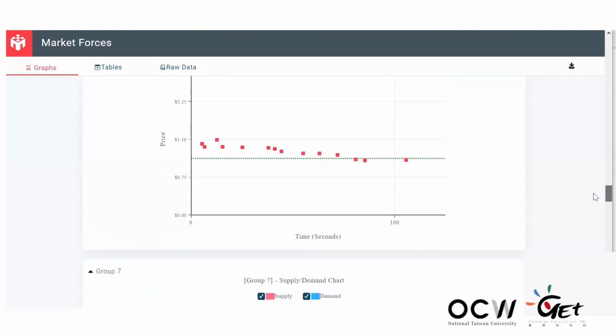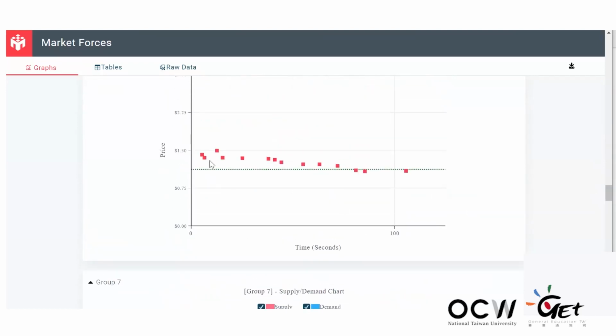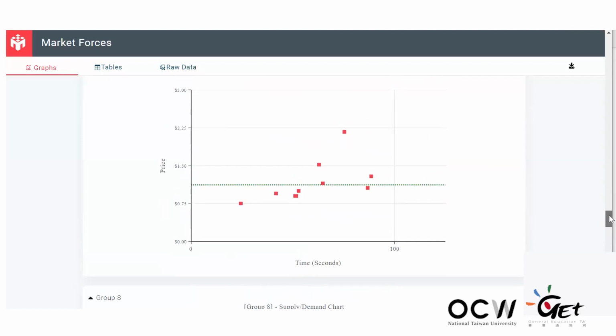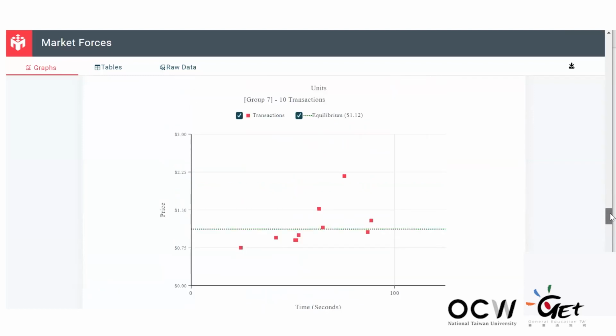Also pretty close. Oh, group 6 has like a lot of transactions. I'm not sure if you guys made money. Somebody bought or sold at a loss. But in the end, you're still converting towards the equilibrium price. That's something that's amazing. This one's pretty crazy, group 7.